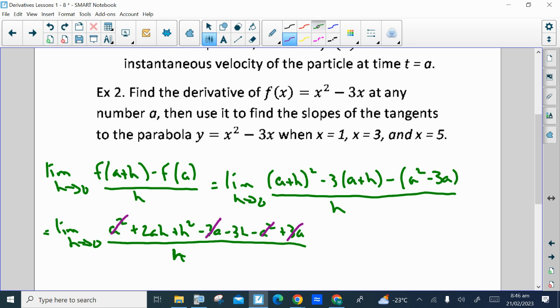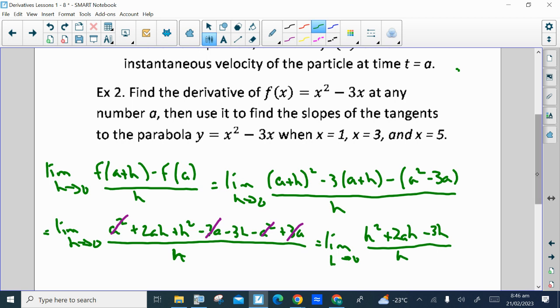So what are we left with? We've got the limit as h approaches 0 of h squared plus 2ah minus 3h, all over h.